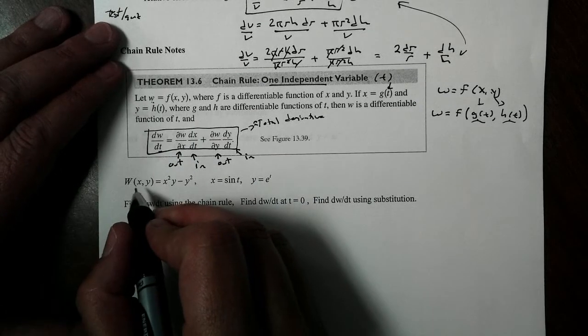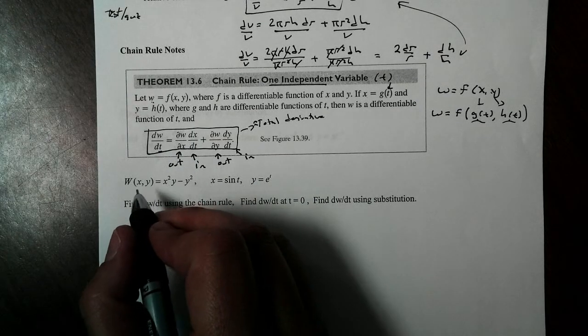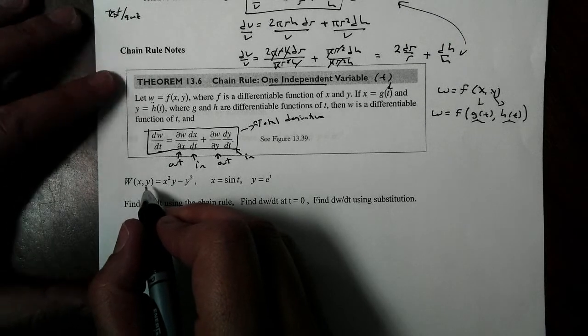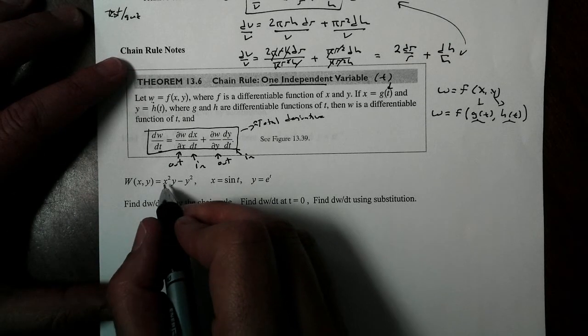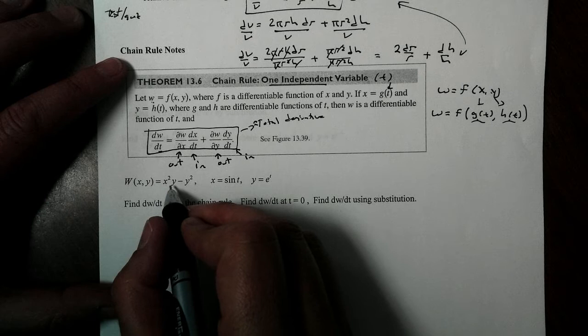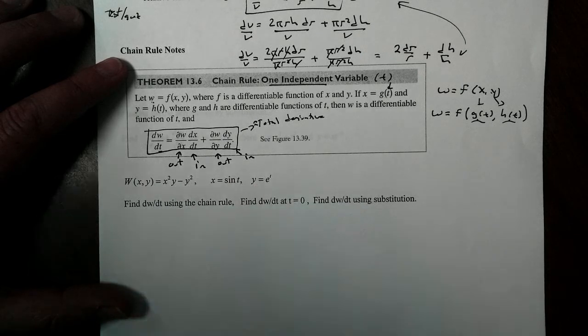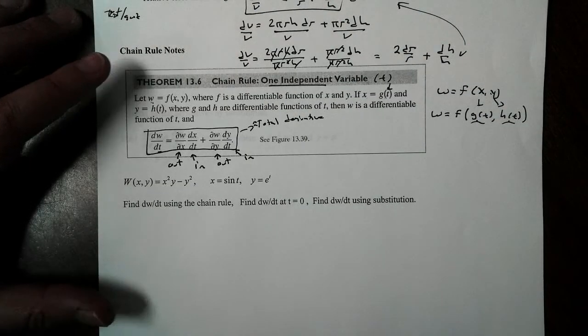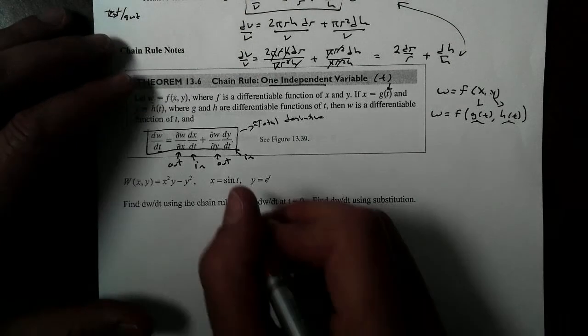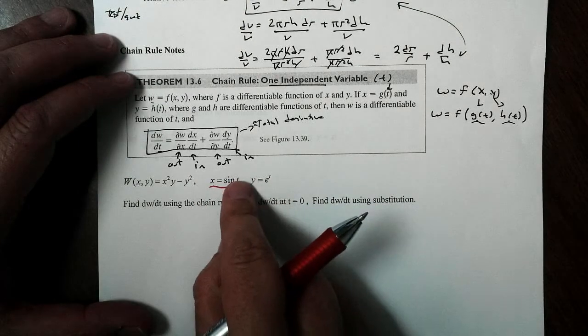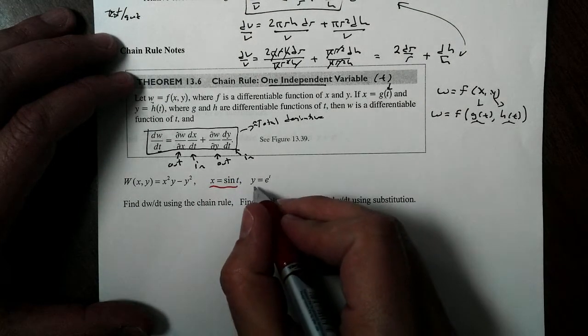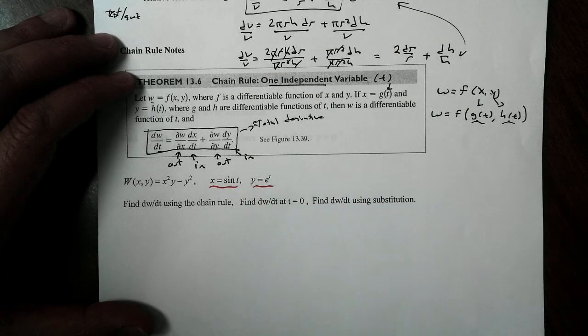Alright, so let's see here. Here we have w. w is a function of x and y. So we have w equals x squared y minus y squared. But what they're telling us right now is that x is a function of t. x is equal to sine t. y is equal to e to the t.